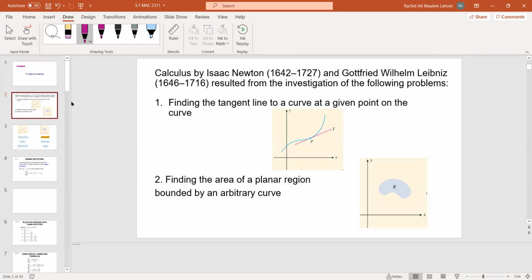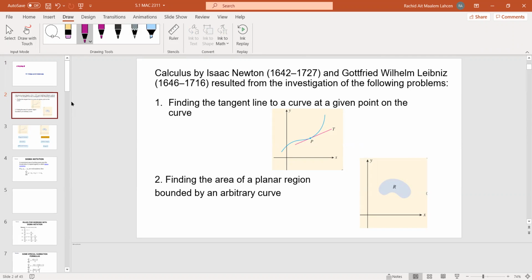So remember that Newton and Leibniz, their investigation resulted in calculus, and that started with two fundamental problems. One is the tangent line to a curve. Remember that when we started, that's what we started with, talking about the tangent and transition from there. And the second thing that we haven't seen and now we're going to talk about as we get into chapter 5 is finding the area of a planar region bounded by an arbitrary curve.